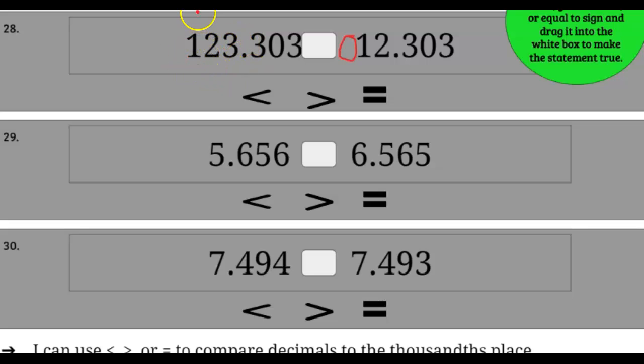So let's get started. Hundreds place, furthest to the left is 1, furthest to the left is 0. Well, 1 is greater than 0. So that tells me that my open mouth has to point towards the larger number. So I'm pulling this middle one. 123 and 303 thousandths is greater than 12 and 303 thousandths.